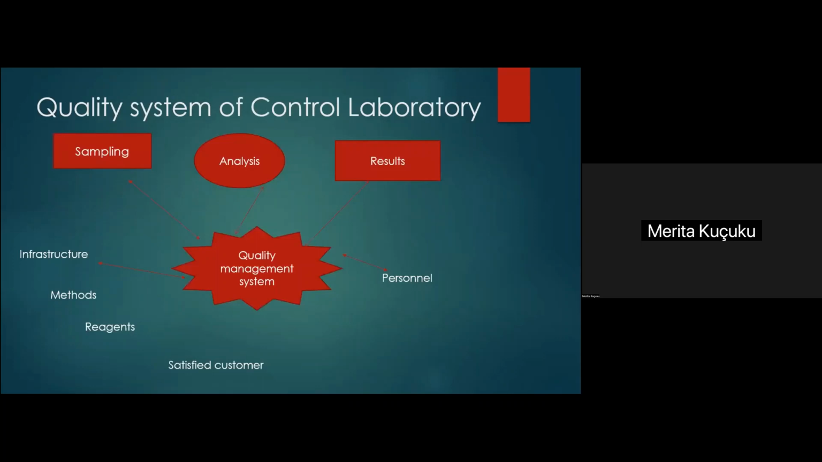Here is one scheme of the quality system of a control laboratory of medicines. We have a quality management system with sampling, analysis, results, infrastructure, and personnel that have their impact on the management of the laboratory. The methods used for this control, reagents, and all these factors finally have the goal of a satisfied customer.